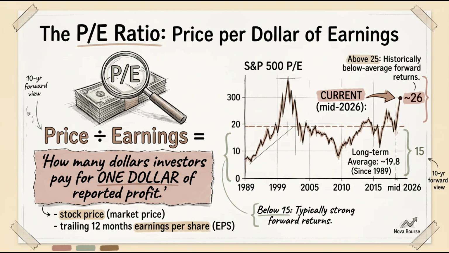You calculate it by dividing the stock price by earnings per share over the trailing 12 months. The result tells you exactly how many dollars investors pay for $1 of reported profit. As of mid-2026, the S&P 500 trades at a price-to-earnings ratio near 26 using trailing operating earnings, which is roughly 31% above its long-term average of 19.8 since 1989. Historically, when the market ratio sits above 25, forward returns over the next decade are typically below average. But when it falls below 15, they have historically been quite strong.